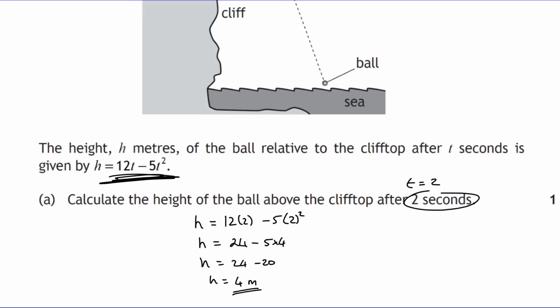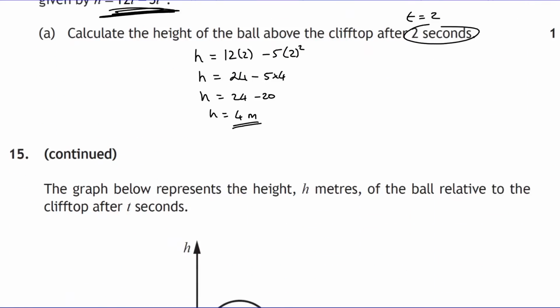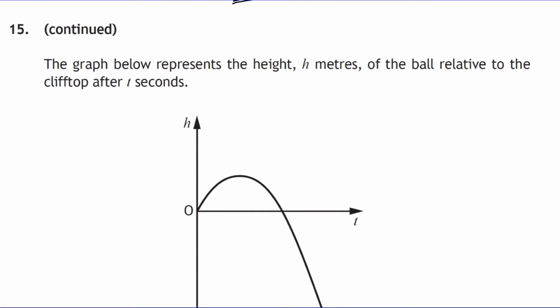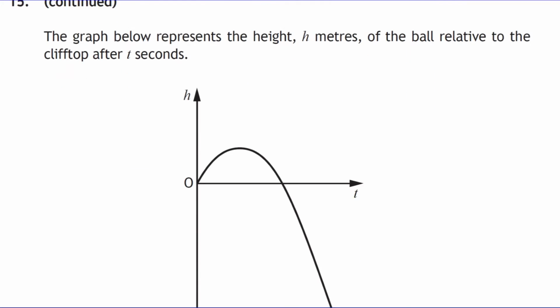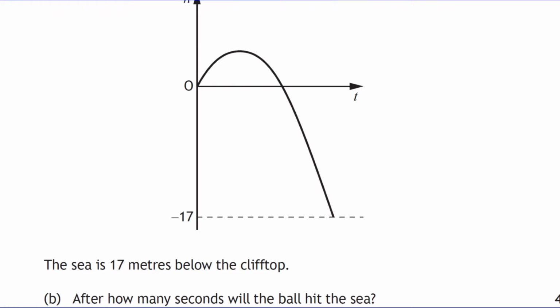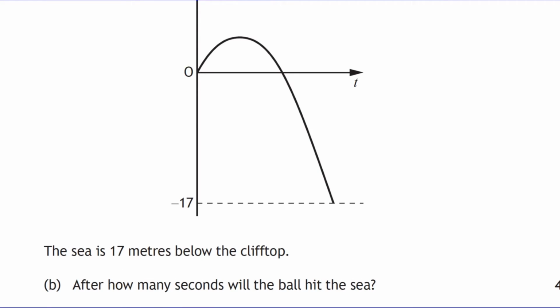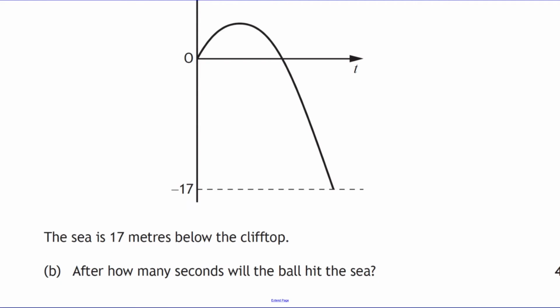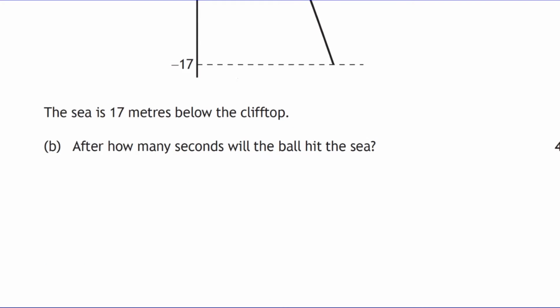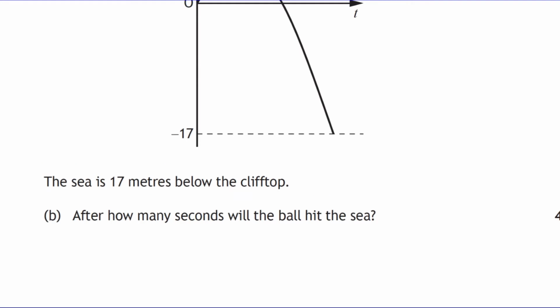So let's have a look at part B for this. It says the graph below represents h relative to the cliff top after t seconds. So it's taken that same diagram but plotted on a mathematical kind of graph here. So the sea is 17 meters below the cliff top. After how many seconds will the ball hit the sea? Okay, a little bit tricky on this one. So let's say it's asking us when it'll hit the sea.